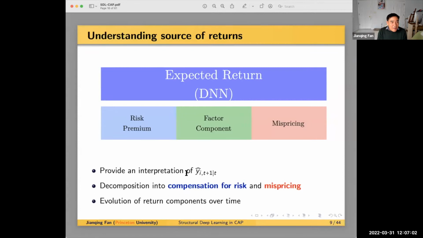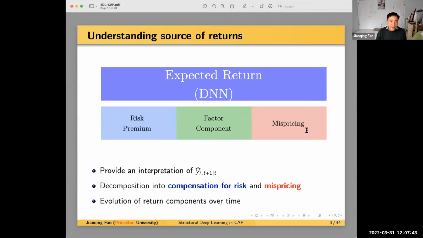Understand, and it also allows us, with some kind of structural model, to know it is not only a black box where I put something into a deep neural network, but we are also able to understand the contribution to the expected returns. Like, how many percent is coming from risk premia, how many percent from factor innovation, and how many percent, let's say, from alpha mispricing. So we provide an interpretation of where the return is coming from, and we understand the evolution, and we allow each of these components to evolve with time.